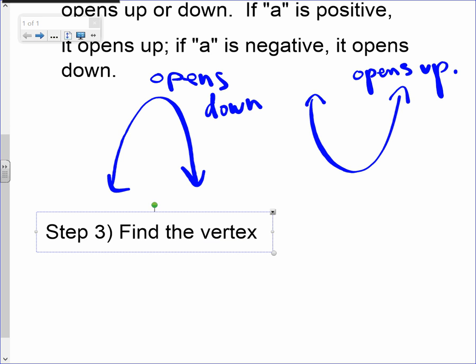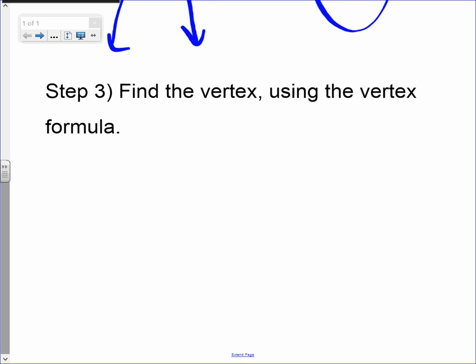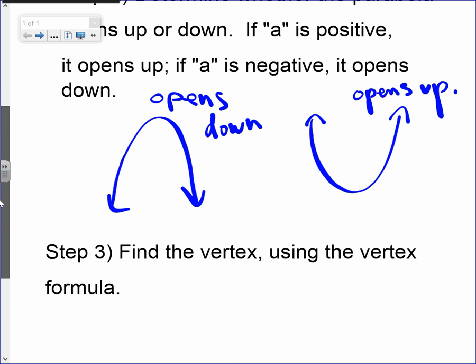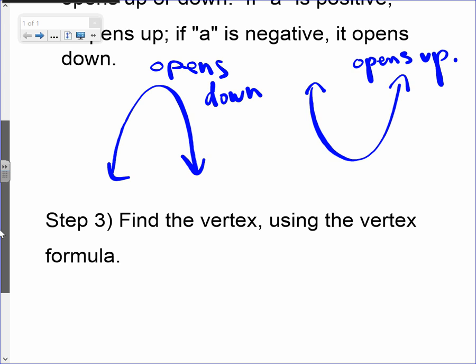Step 3. Find the vertex using the vertex formula. Now, veterans, I'm counting on you to remember what the vertex formula is.